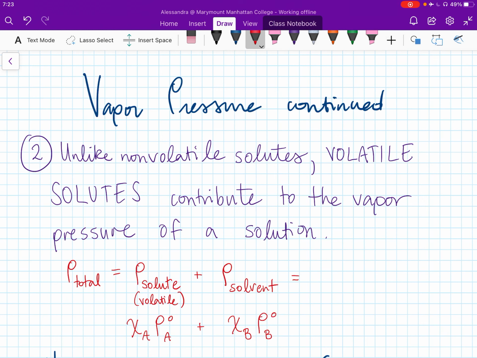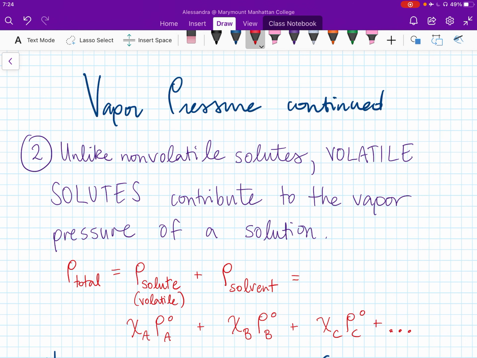Now, we can even have more than two components. If you have a bunch of volatile things mixed together, it's additive, and you would just add up the products of their mole fractions and their respective vapor pressures. These would be the mole fractions of the volatile components multiplied by their respective vapor pressures. So the overall vapor pressure of the solution is like a weighted average of the mole fraction of each species times their pure vapor pressures, all summed together.